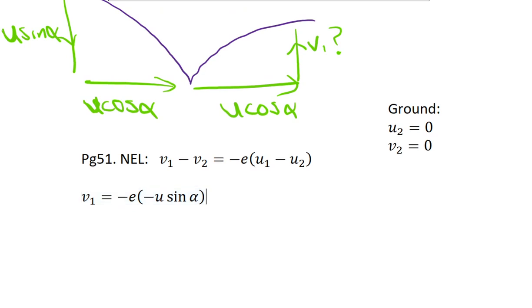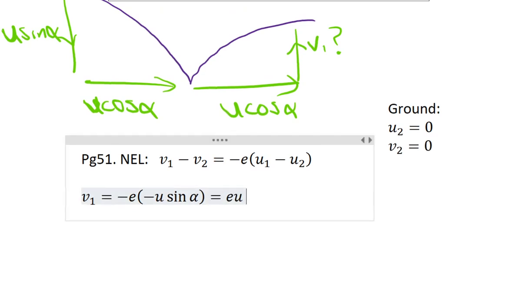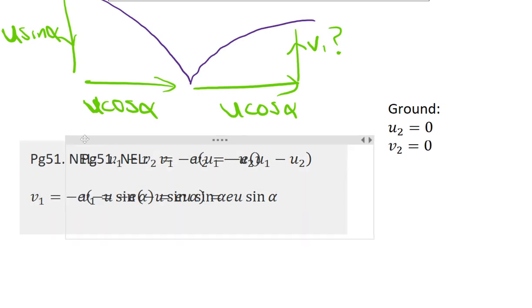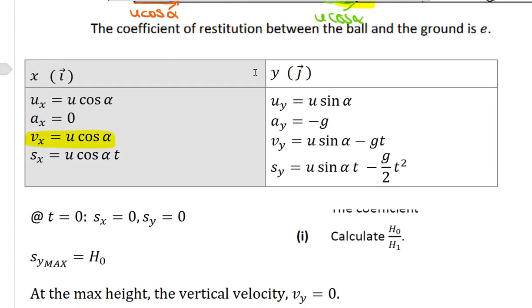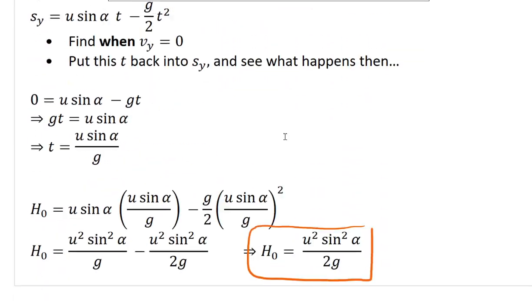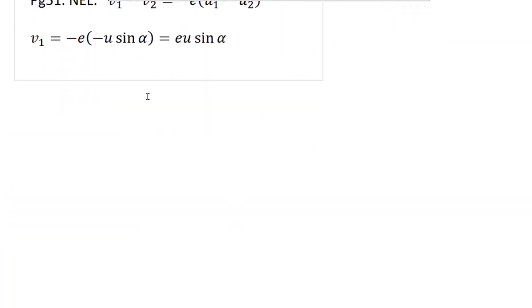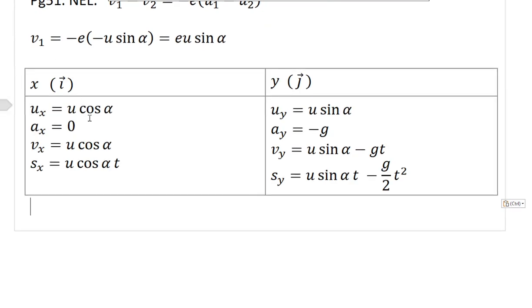So actually that's just it, it's plus eu sine alpha. Okay. So we have our new vertical speed for the ball after the first bounce. Excellent. So I think all we need to do is copy this whole thing here. And I will just copy it down because that makes it easier for me and quicker to explain to you guys. So we copy down the exact same structure, but ux is the same.